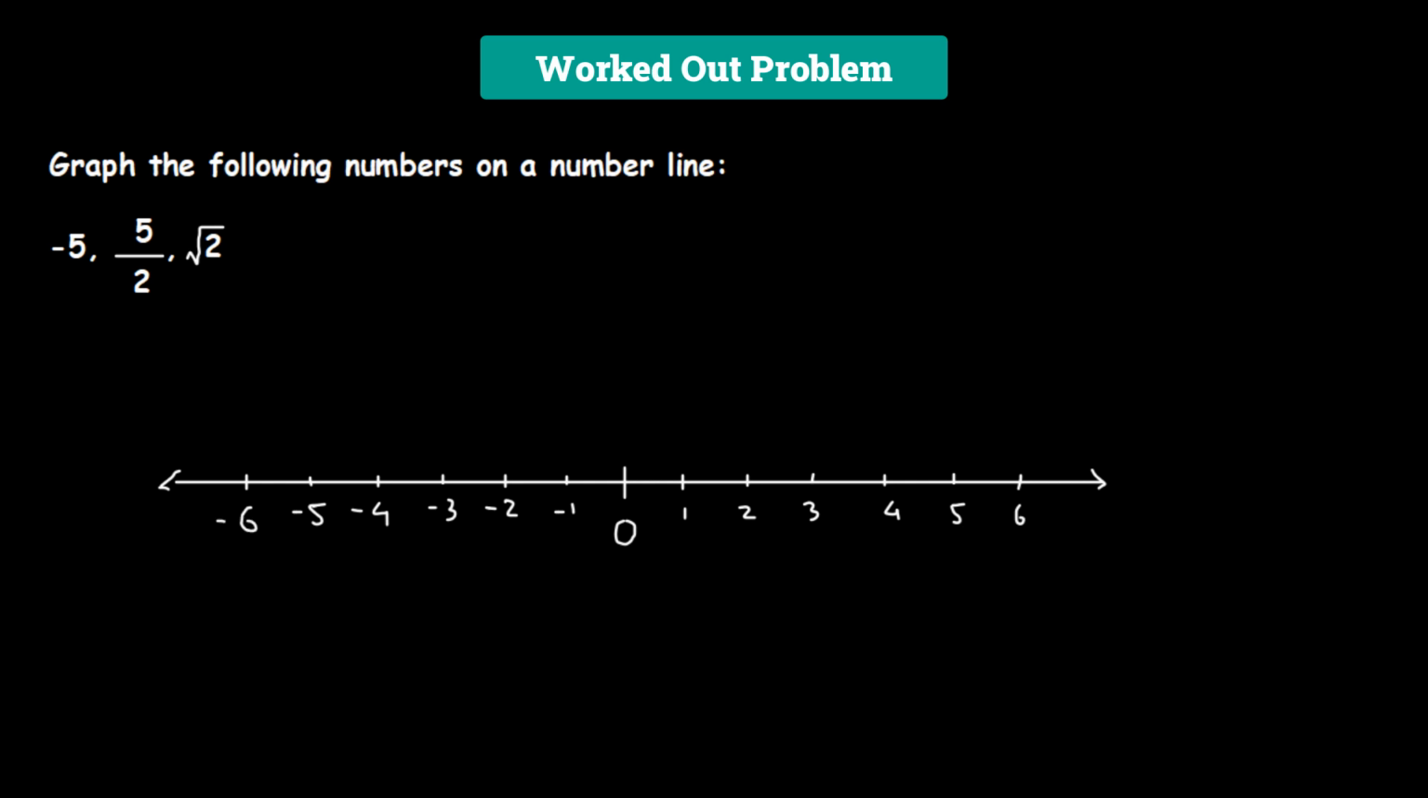So let's begin with the first number, -5. We know it's an integer, and it being a negative integer, we're going to look for 5 on the negative side. So that is the left hand side. So this is going to be the point. This is the location where we will be able to find the number -5.